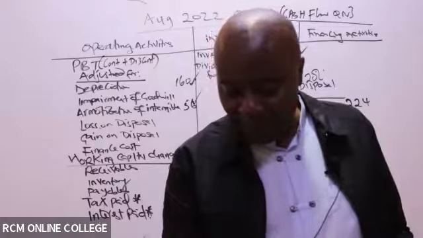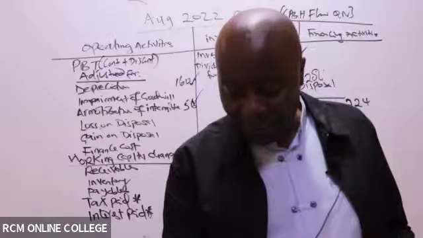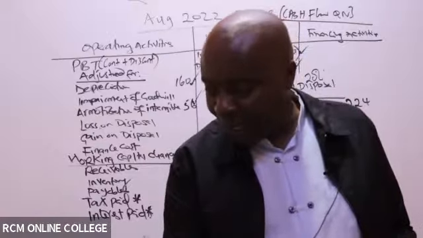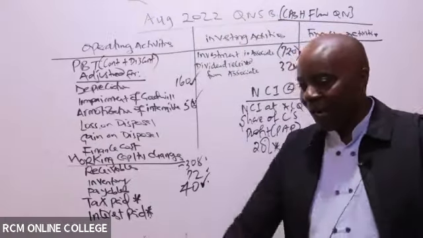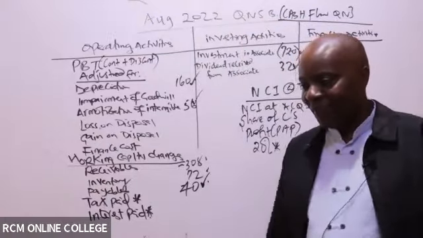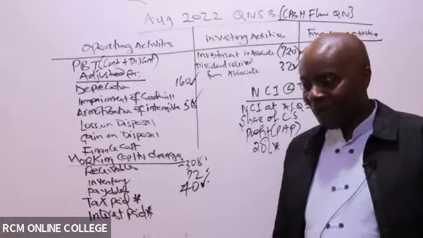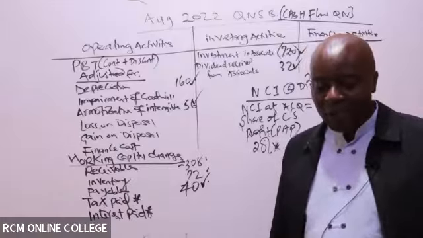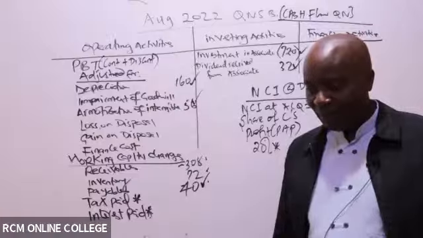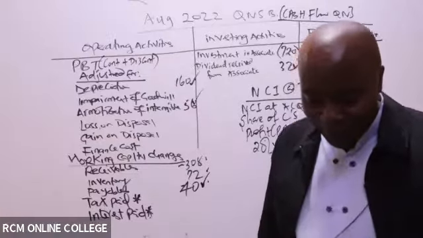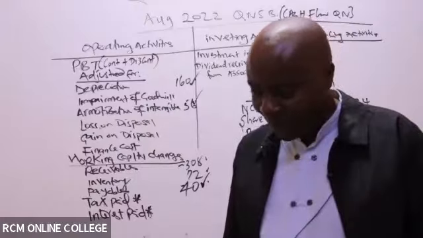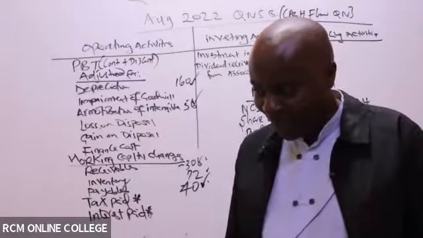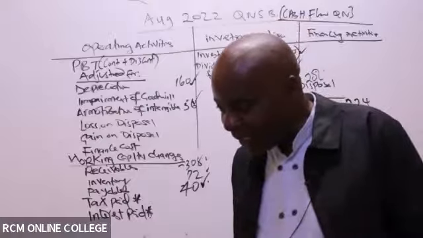Have they given us that profit somewhere? Which note number? Where have they given us that profit? Which note number? What are you saying? 200. Where are you seeing that 200 from? Note number 4. Note number 4.